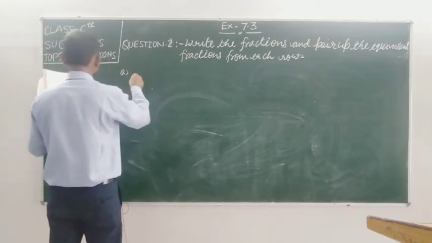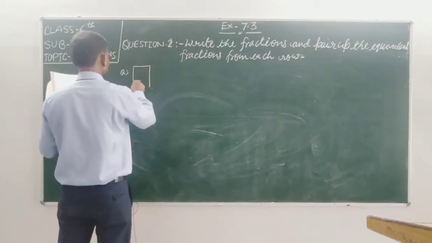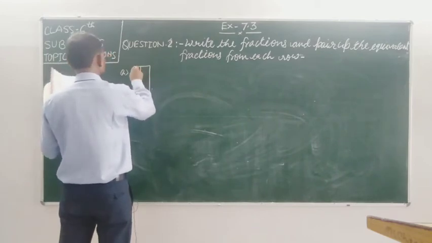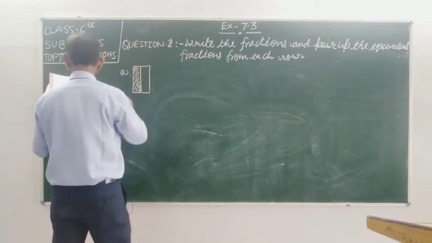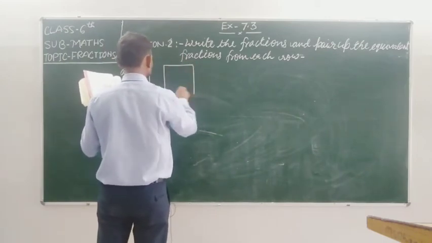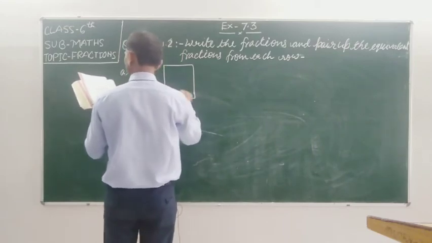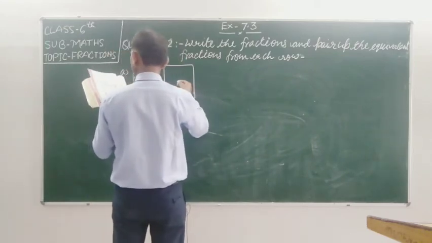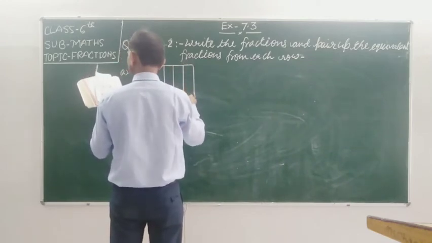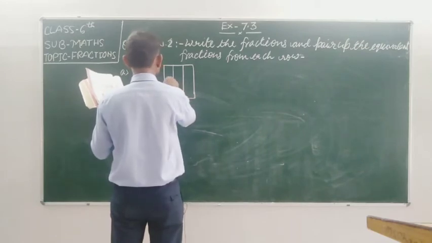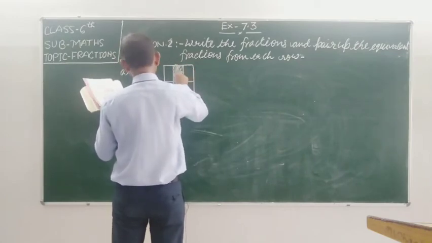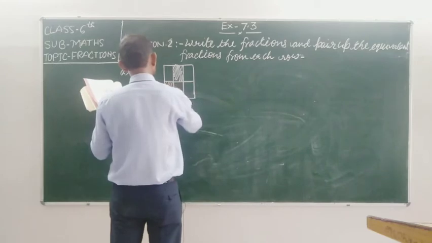In figure A, there is a rectangle, and this rectangle is divided into two parts, and one part is shaded, student, like this. And in second figure, there is also a rectangle, and this rectangle is divided into 6 equal parts, student, like this, and this part is shaded and these 3 parts also shaded.